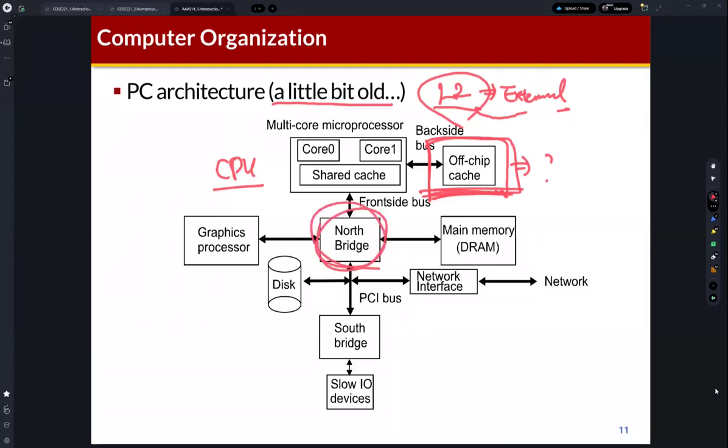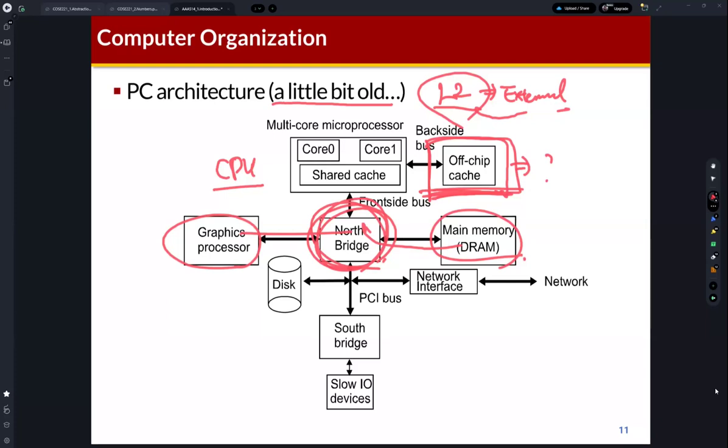North Bridge. So what is North Bridge? In this video, you can find that the GPU is connected via the North Bridge chip. Also, the main memory is connected via the North Bridge chip. Is it true?